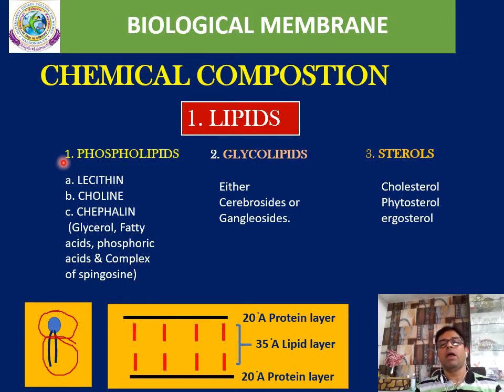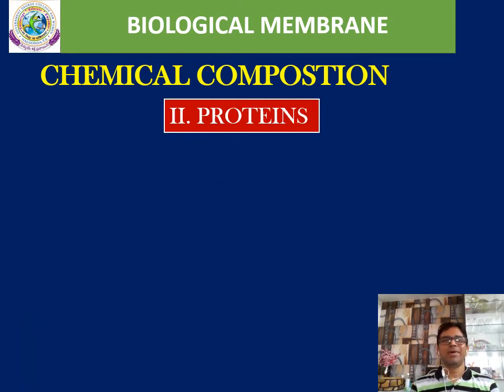plasma membrane. Next, we are going to discuss the proteins. Proteins represent one of the main and significant fractions of the plasma membrane. Proteins constitute 50% in the construction of the plasma membrane.